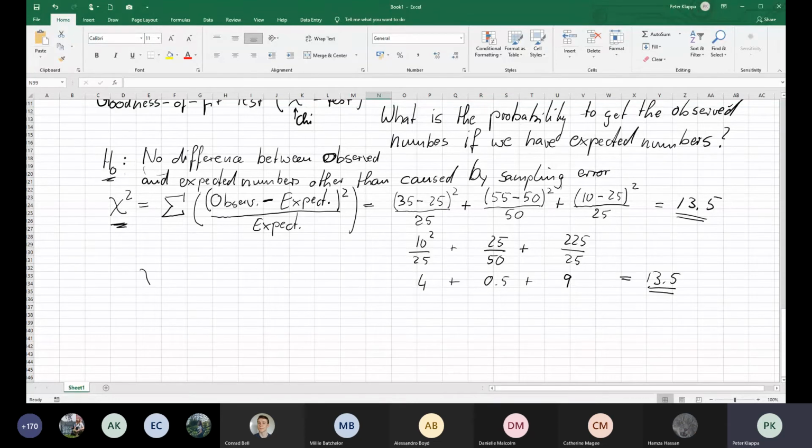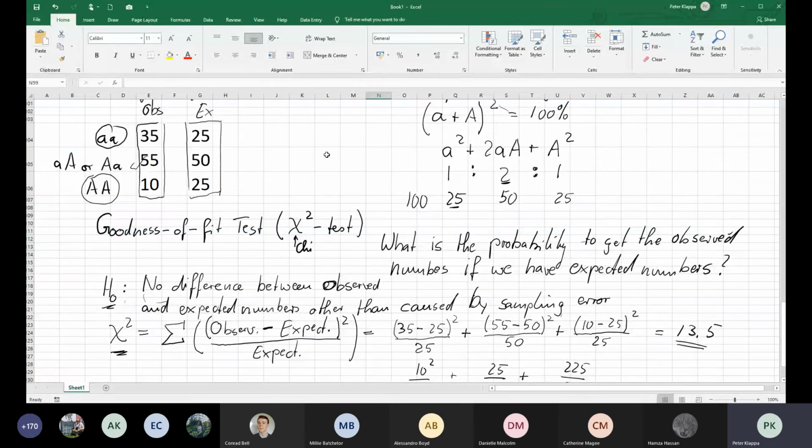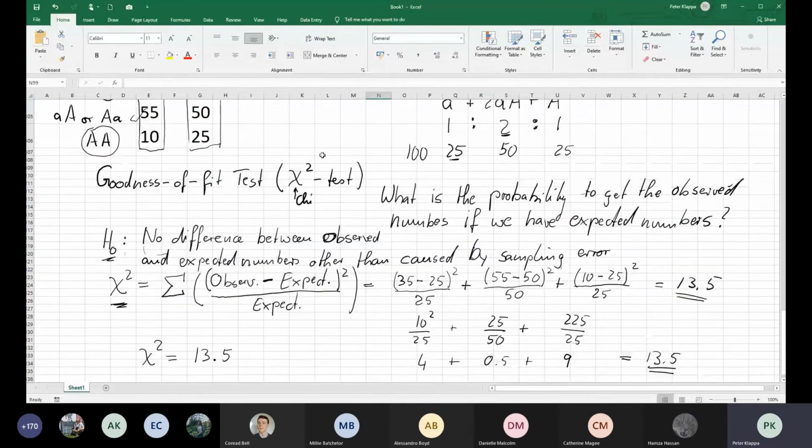So this is our chi-squared value. Chi-squared value is 13.5. Have I done it right? Well, John says that it is 13.5, so I fully agree with him. The 225, negative 15 squared divided by 25, that is the number for our capital AA. Maybe I can write this here. Absolutely right. That's absolutely correct. Thank you very much. Yes, totally right.